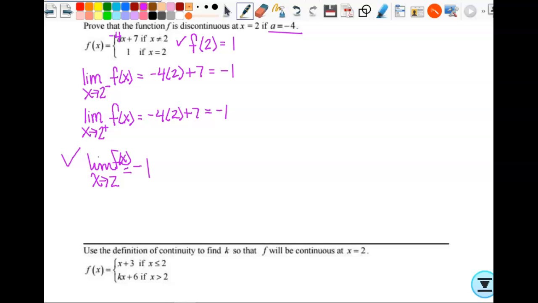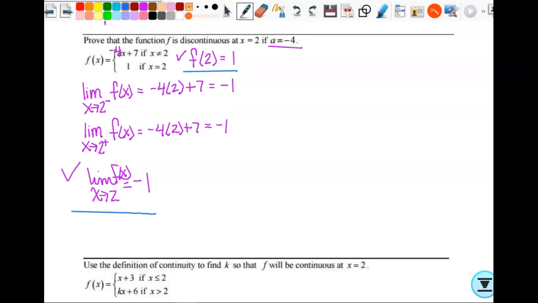So is this continuous? No, these two things exist, but it doesn't work that way, right? So we need to say the limit as x approaches 2 of f of x, I leave that off all the time, does not equal f of 2, okay?